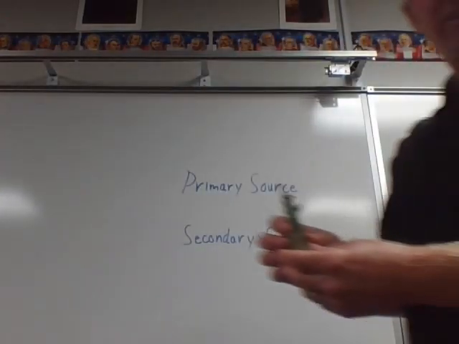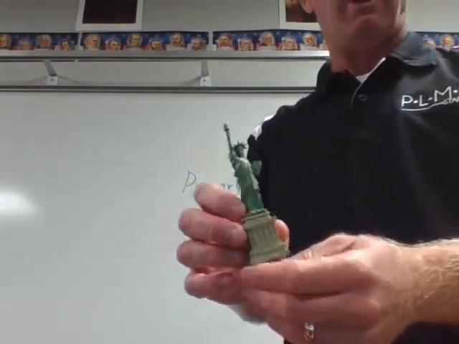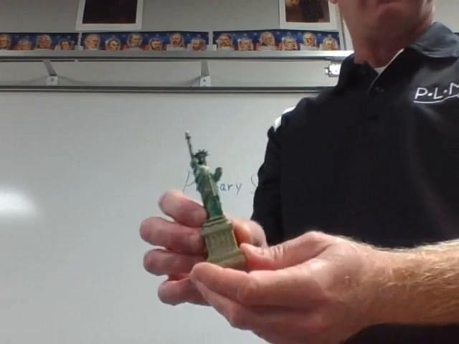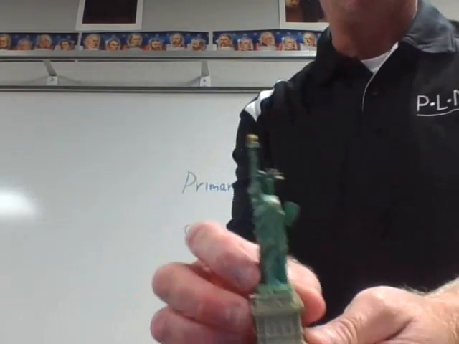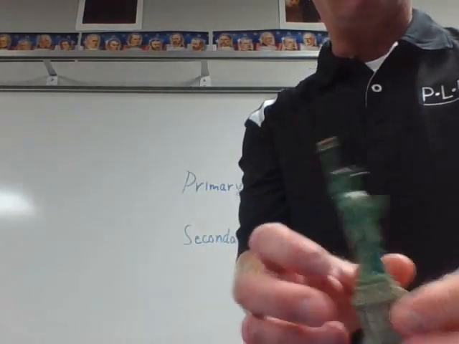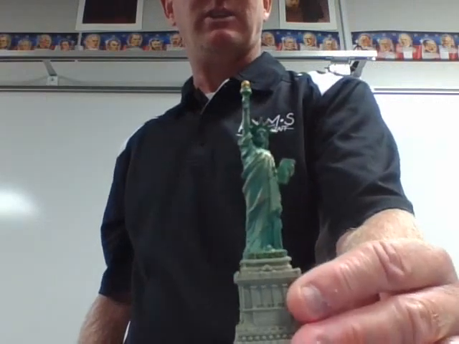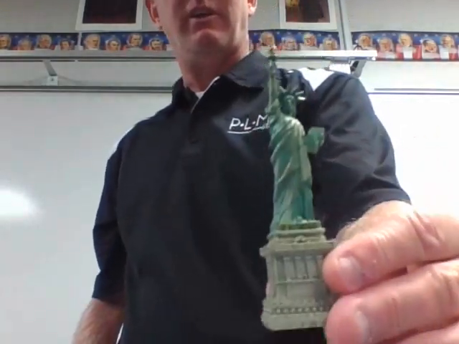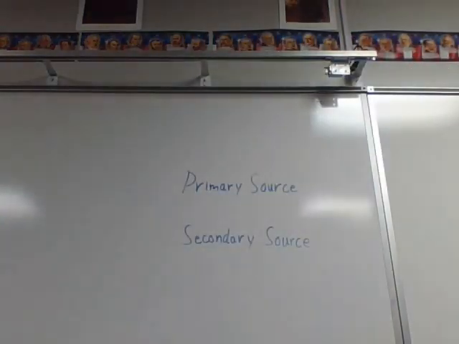Another one. Here we have a statue of the Statue of Liberty. As you can well imagine, there's no way I could actually have the real Statue of Liberty in here. But this is a small example of Lady Liberty, hi there, showing what the Statue of Liberty looks like. So this, once again, would be an example of a secondary source. Not the real thing, but a copy of it made by someone. I did buy it in New York, by the way, so I guess it does come from there, although it's still a secondary source and not a primary source.